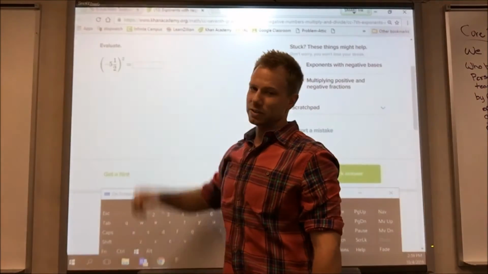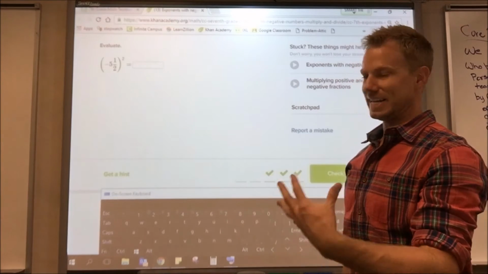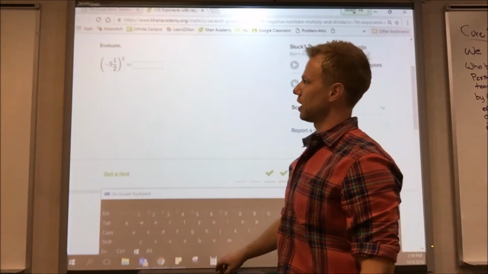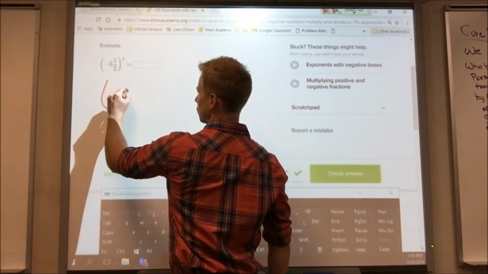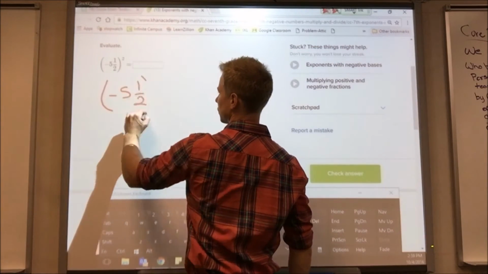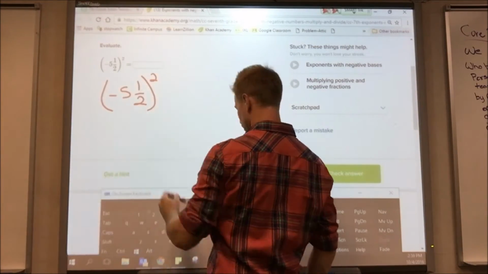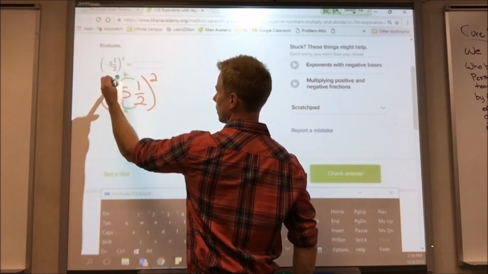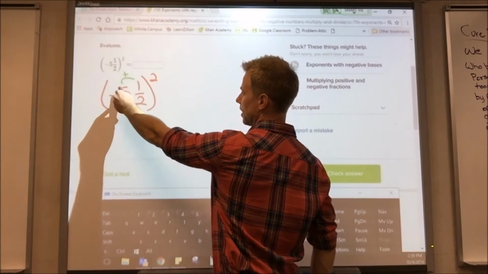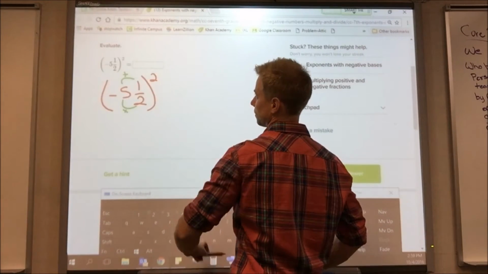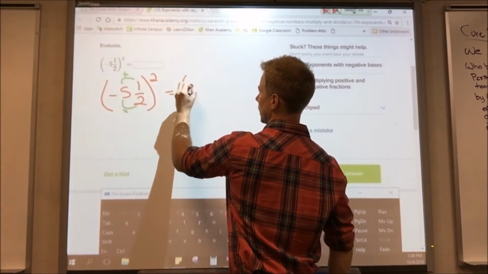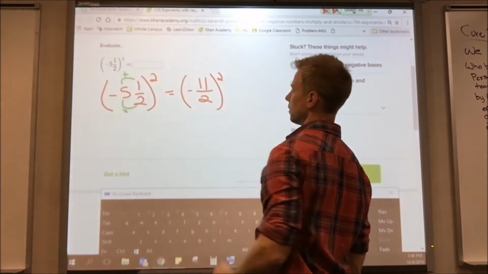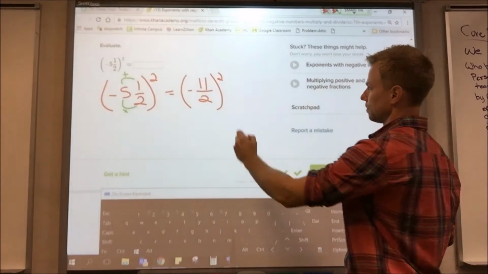Okay, here I have a mixed number. Adding another step, making it just a little bit more complicated. I want to change that mixed number into an improper fraction, first of all. So I'm going to rock around the clock. Do 2 times 5 plus 1. 2 times 5 is 10, plus 1 is 11. So I get -11 over 2, my original denominator, and now I square it.